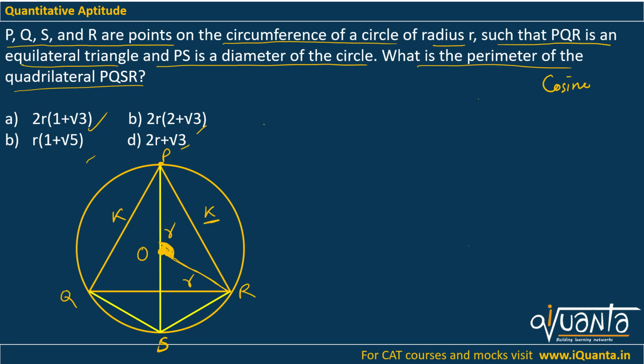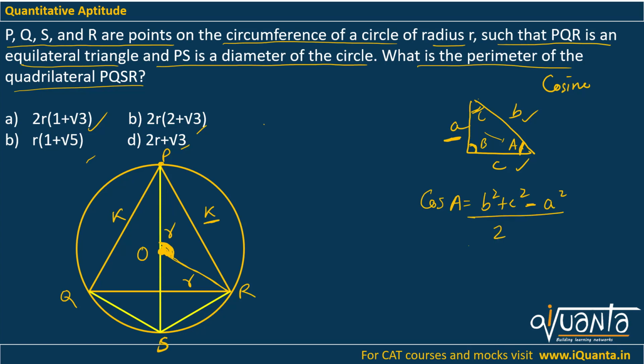So how to apply the cosine formula? I'll just tell you with an example. If I have such a triangle with sides A, B, C, and opposite to side A I have angle A, opposite to side B I have angle B, opposite to side C I have angle C. If I want to find out the value of cos A, then it will be equal to: we'll square both B and C, the adjacent sides, because the included angle is A. So B square plus C square minus this A square, which is opposite to angle A, upon 2 into B into C, that means 2 times the adjacent sides. So this is the cosine formula.